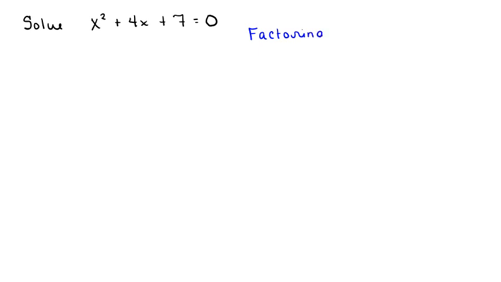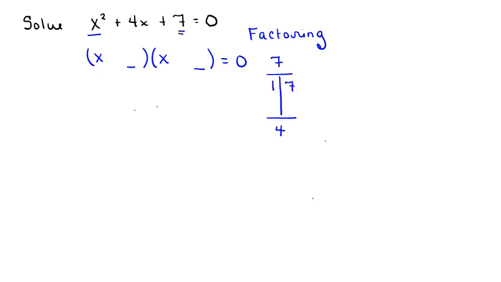Factoring was opening a set of parentheses and figuring out what factors of a certain number added up to another. So we knew that x and x went here because x times x gave us the x squared. But then we knew that something times something had to give us this 7 here. So we looked for factors of 7 that added up to the middle term, which was 4. So factors of 7 are 1 and 7.